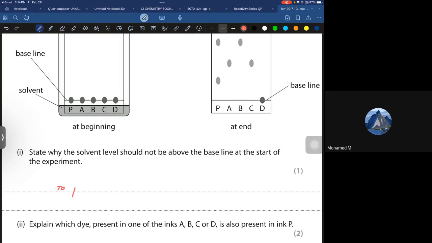To prevent the spot mixing in the solvent. So the baseline should be just above the solvent.